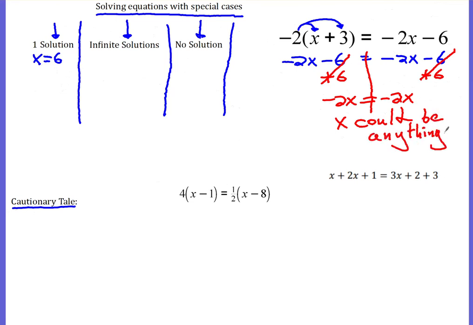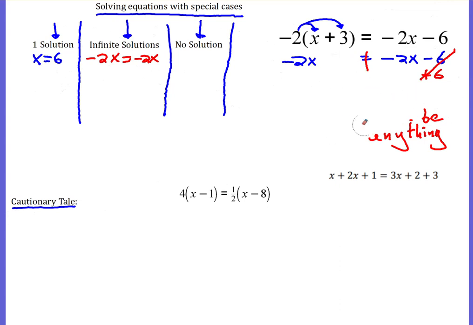You can visually see that right there. It doesn't matter what I plug in for x. So you might get something where you only have variables and you're left with something like negative 2x equals negative 2x. And you know, well, x could be anything at this point. But I also could have taken another juncture here. And I'm going to go back and show you that as well.